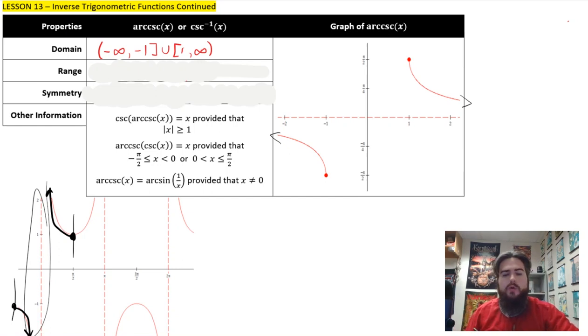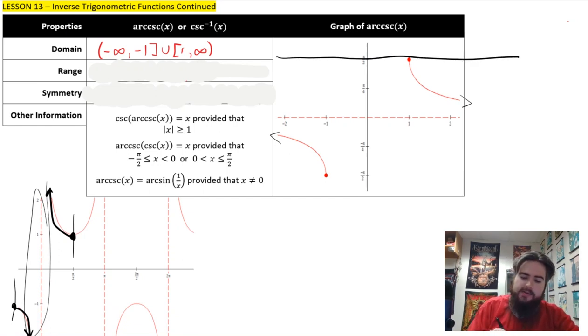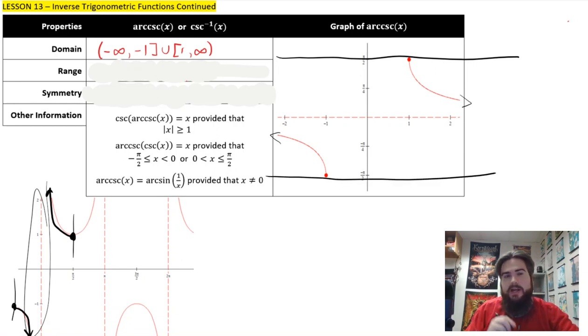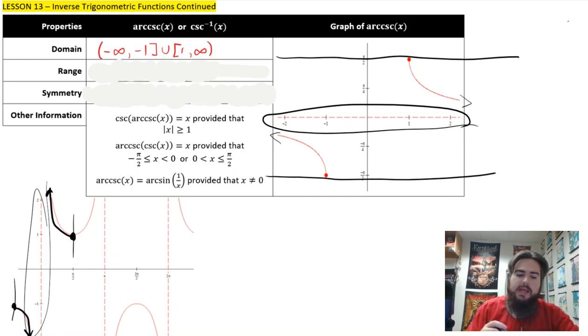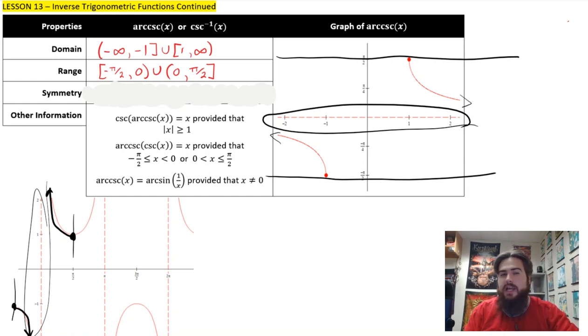For our range here, we are more restricted. Looking at my graph, we don't go any higher than pi halves, or any lower than negative pi halves. And we also have an asymptote in the middle. That means our range would therefore be from negative pi halves up to that asymptote of 0, not including 0, and then from 0, again non-inclusive, to pi halves. This is very similar to arc sine, which has a range of negative pi halves to pi halves. This is the same range, but with 0 cut out.